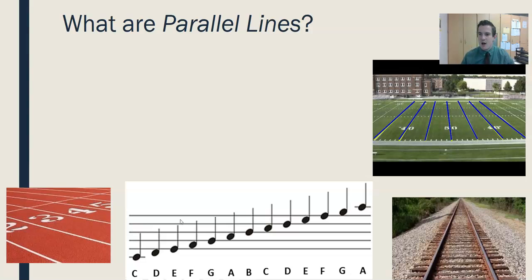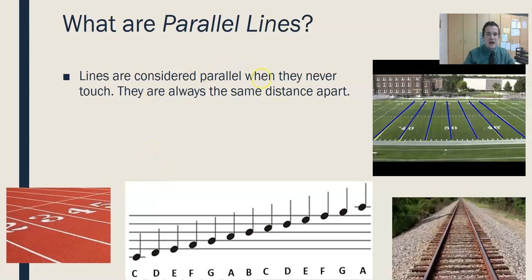Okay, so first thing, what is a parallel line? When you think of a parallel line, what is that? A line is considered parallel when two lines never touch, or they're the same distance apart. So two lines that just go on forever, don't cross, never touch each other, those are parallel lines. So like these lines on the football field, lines on a train track, these bars when you're reading sheet music, anything like that would be considered parallel lines. Two lines that never touch, always the same distance apart.